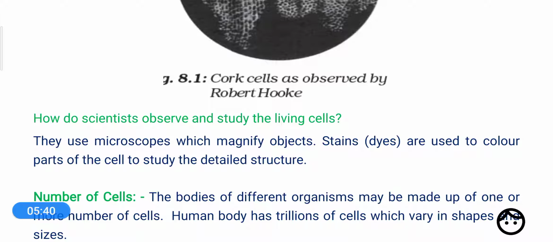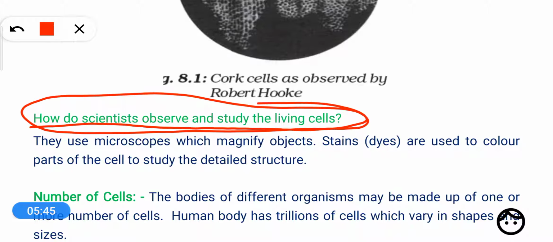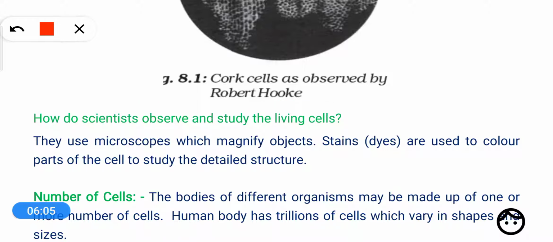Okay, now how do scientists observe and study living cells? So scientists study the living cells, but how do they see the cells? Actually, cells are very small in size, they are microscopic. You have studied in chapter 2 that microorganisms can be seen with the help of a microscope. In the same way, most of the cells are so small that they can be seen only with the help of a microscope. So dear students, scientists use microscopes which magnify the objects, means which show the objects bigger than they actually are, right?